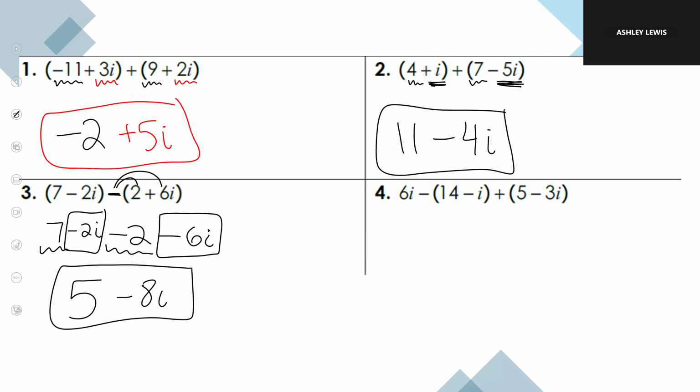Let's try another problem with subtraction. Remember, this subtraction sign goes to the 14. So we're going to subtract 14. And we have to subtract the minus i. What do two negatives make? So now this is a plus i. Everything else can just come down.